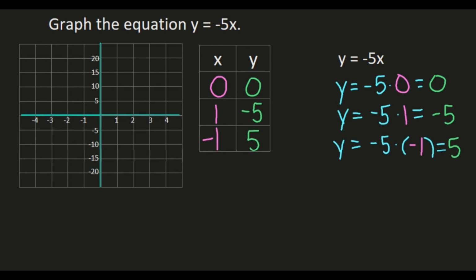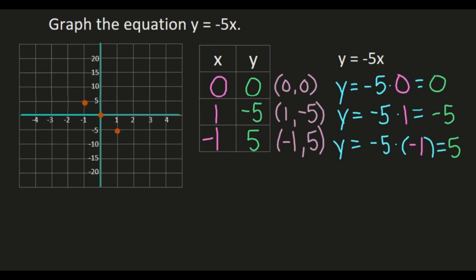Now that I have my table filled in, the values in my table become my ordered pairs. So (0, 0), (1, negative 5), and (negative 1, 5). And that's what I'm going to be graphing. So I'm graphing the points (0, 0), (1, negative 5), and (negative 1, 5). And after graphing my points, I can add my line in.